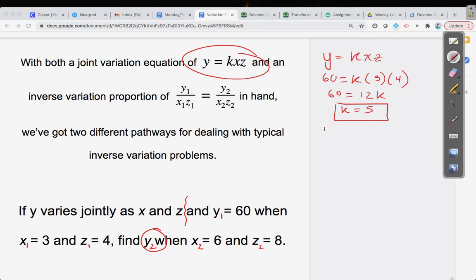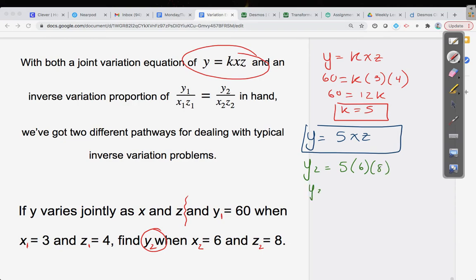So for this particular situation, y is equal to 5xz. And now I've got the green light conceptually to go figure out what's happening here. I need to find another y value when x is 6 and z is 8. And this has turned into just a multiplication problem. 30 times 8, we're looking at 240. We have just solved a direct variation, joint variation problem.